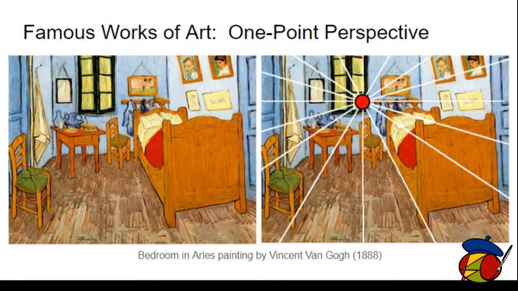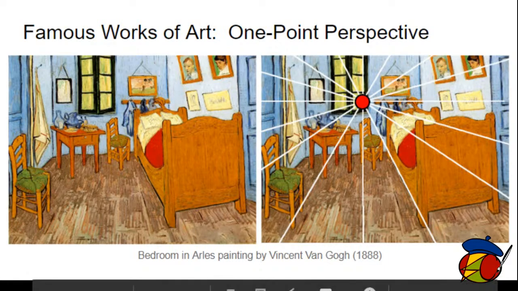And I didn't go through the whole history of it, but I wanted to bring us into a more modern example and a looser example, and that is the Van Gogh, the painting of the bedroom, 1888. And you see how one point perspective is used in this particular scene of the room.